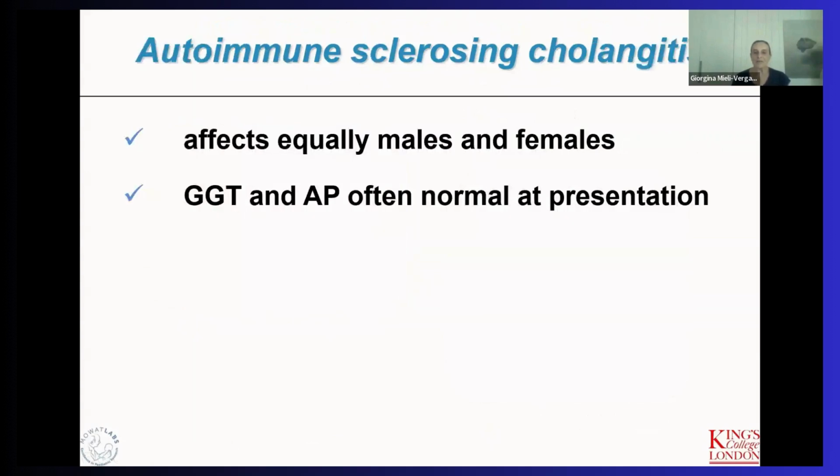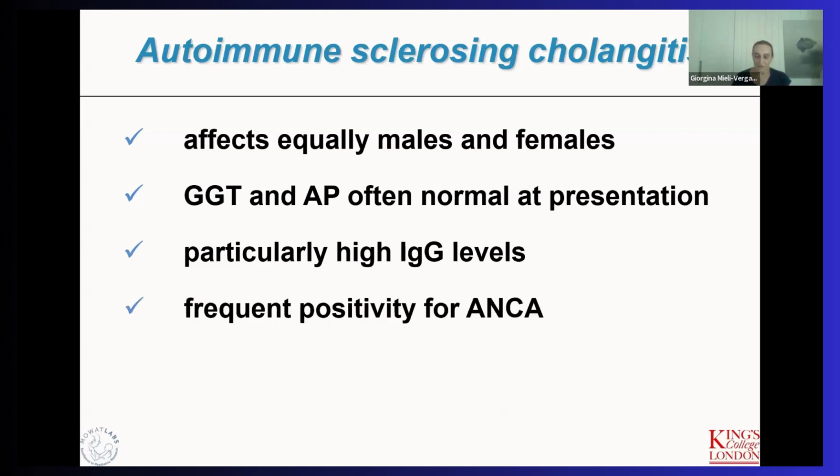Autoimmune sclerosing cholangitis is different from autoimmune hepatitis type 1 because it affects equally males and females. Another important point is that the gamma GT and alkaline phosphatase levels are often normal at presentation. They often have very high levels of IgG.